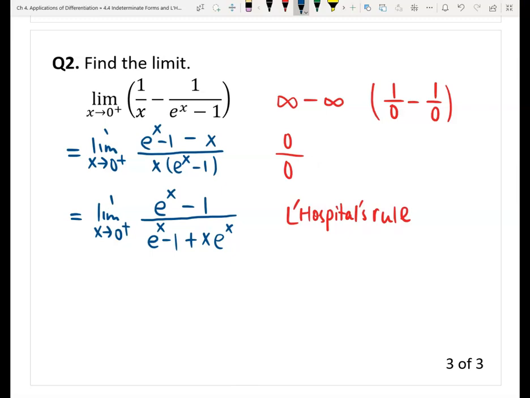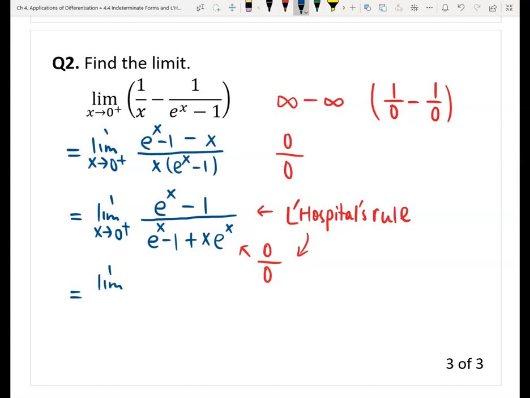In the denominator, we use the product rule. Now, have we got the answer? I don't know. I have to check. Let's check. The numerator is 1 minus 1, which is 0. The denominator is 1 minus 1 plus 0, which is still 0. What do we do? We have to use L'Hopital's rule a second time. We already used it the first time. Now we use it the second time. Don't worry, we just take the derivative again.